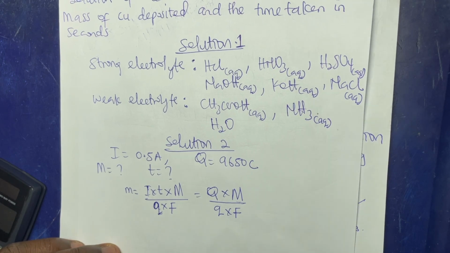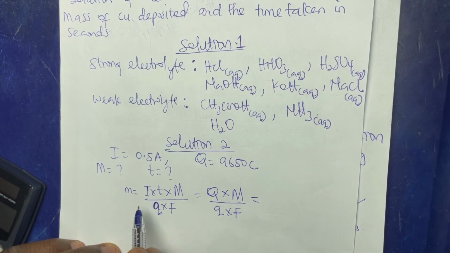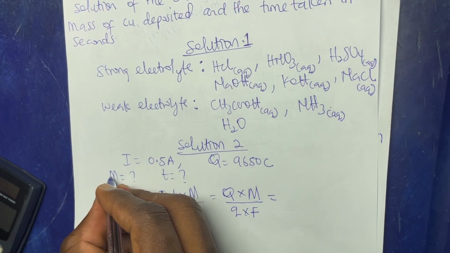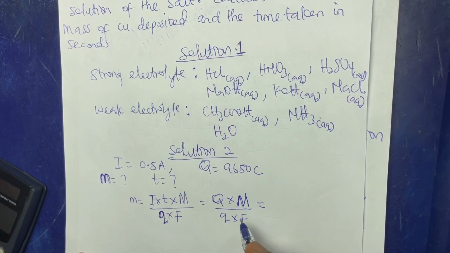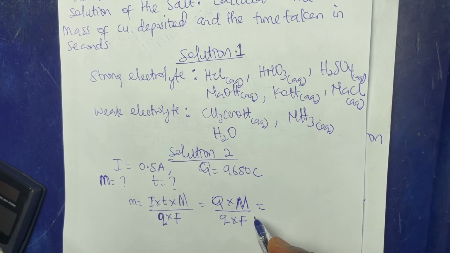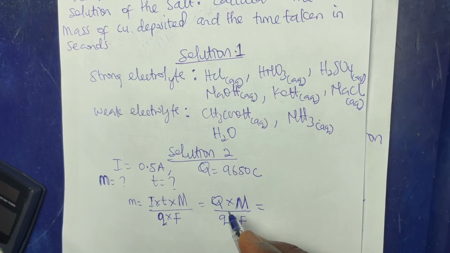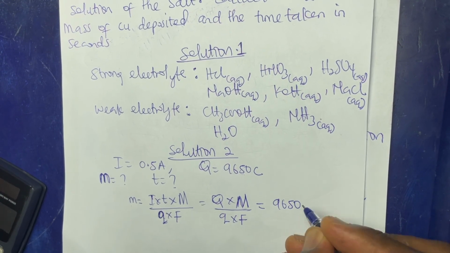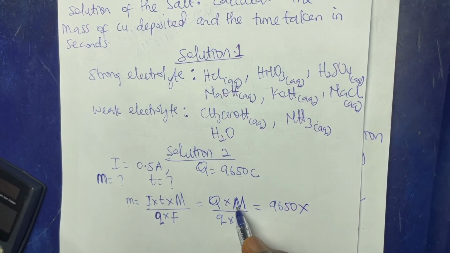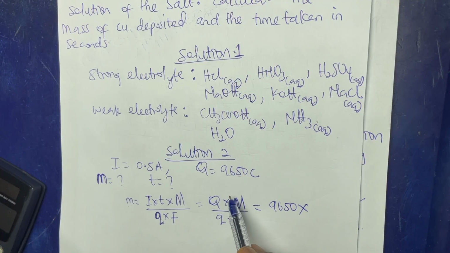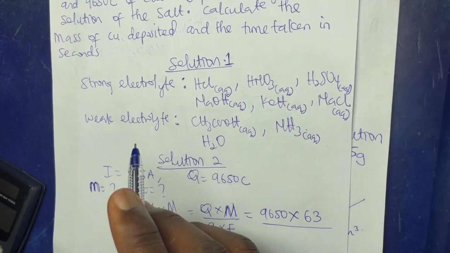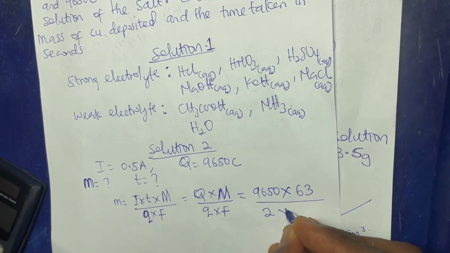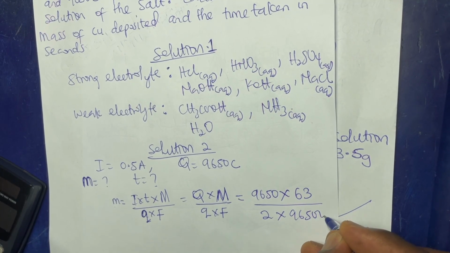So now let's solve. I'm looking for mass, small letter m. Capital letter M is the molar mass. So my Q here is 9650 coulomb times the molar mass of copper, 63, over the charge 2 from copper 2 plus, so I write 2 times my Faraday, 96500.